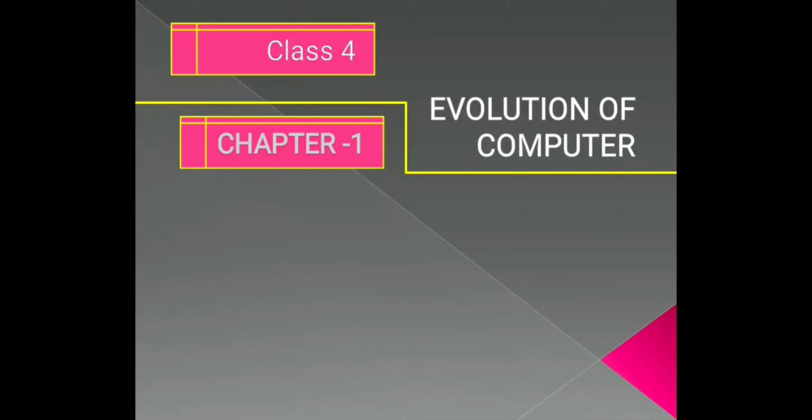Chapter 1 for class 4 is Evolution of Computer. In this chapter, we learn about how computers evolved, their function and size. You all can see mobiles around you these days. These are the result of better technology development over the years.